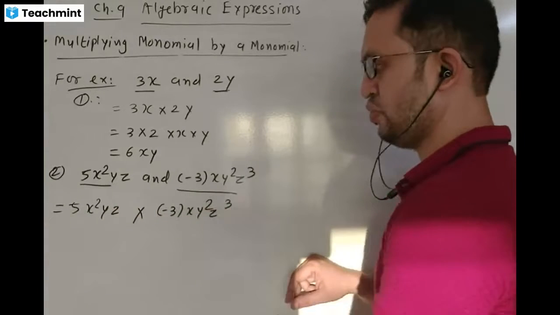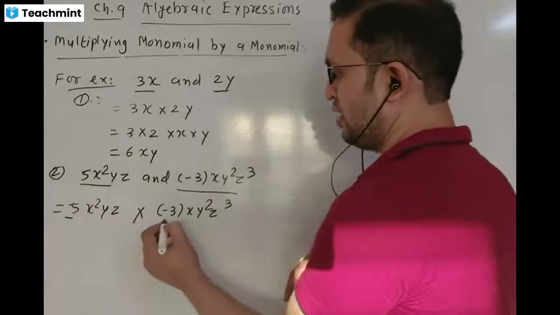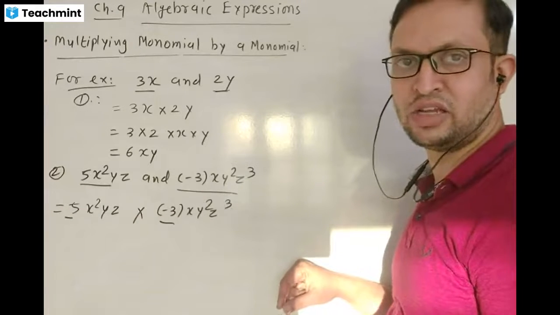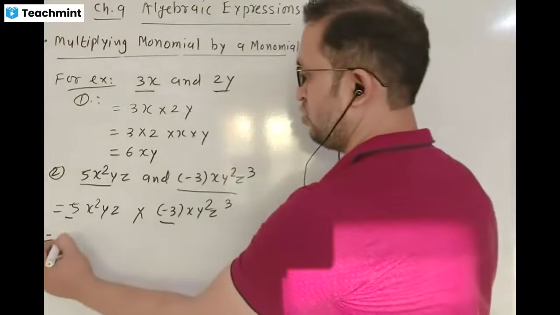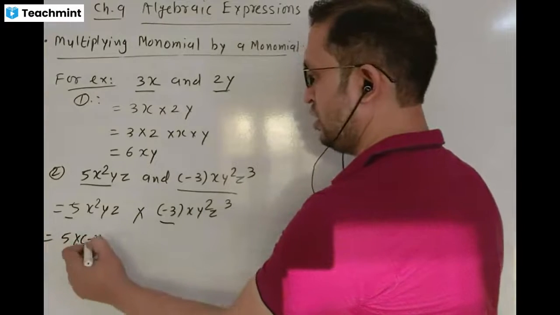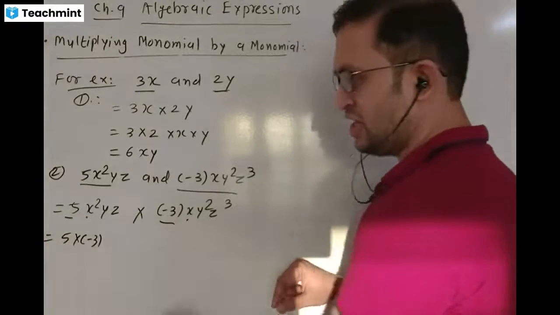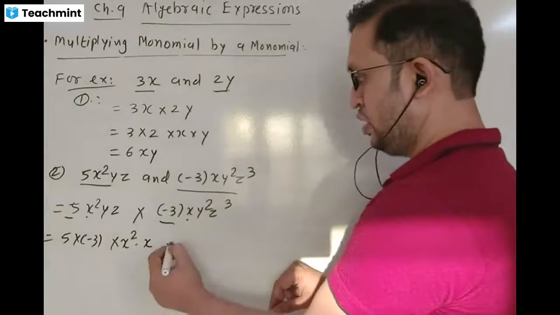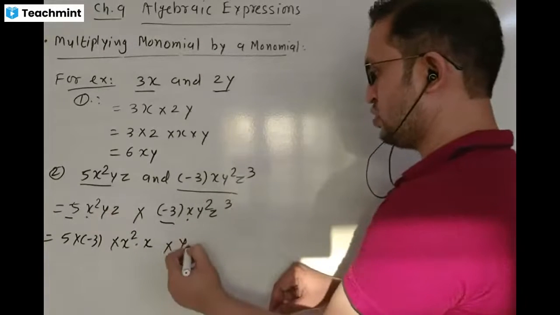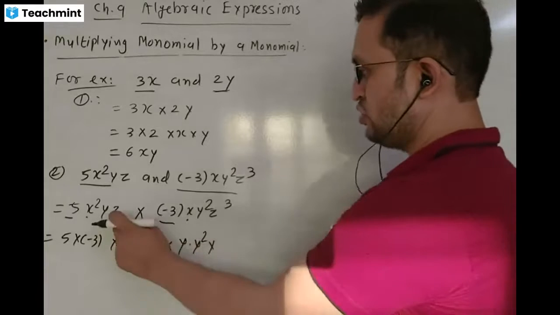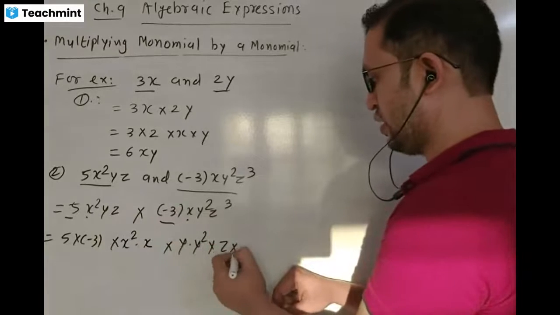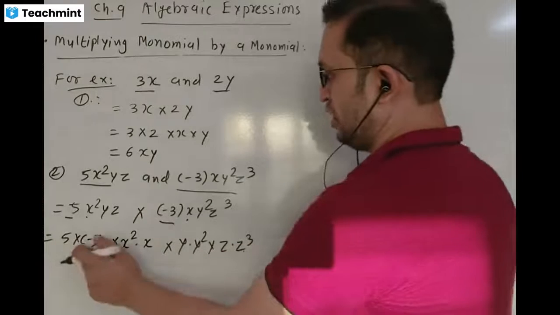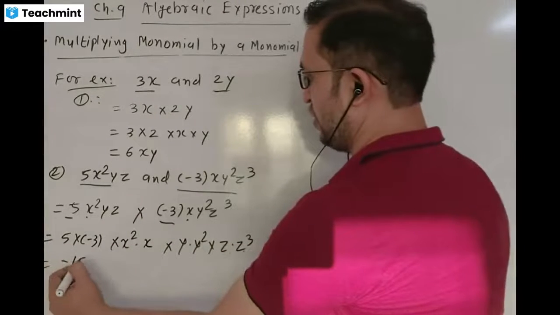Here number multiply with number: 5 multiply minus 3. x square multiply with x, y multiply with y square, and z multiply with z cube. 5 times 3 is 15, but negative 15.